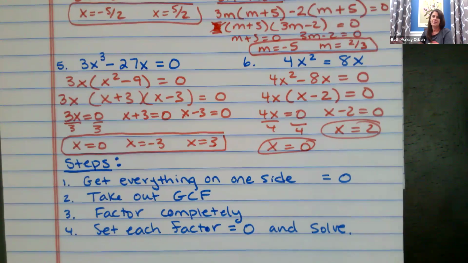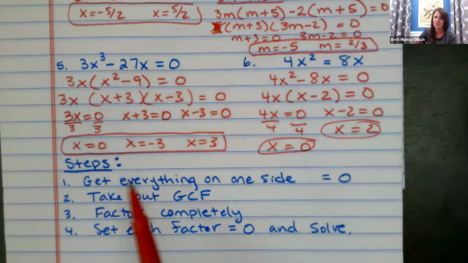If you like having steps, here are the steps for doing what I just did. So for solving by factoring, you get everything on one side, which means you have it equal 0. Take out a GCF if there is one, factor it completely, and then set each of the factors equal to 0 and solve.